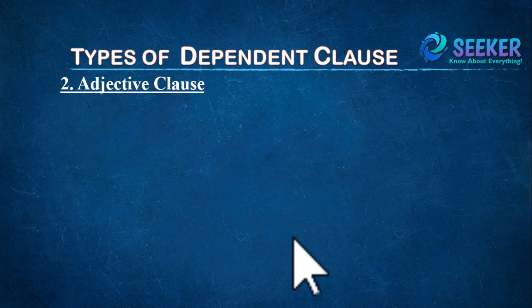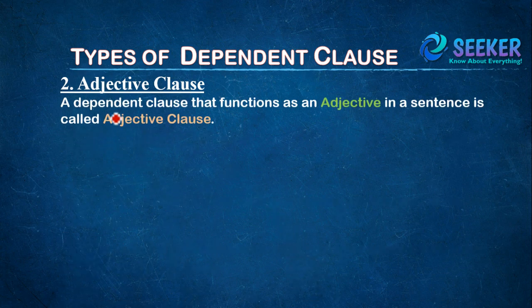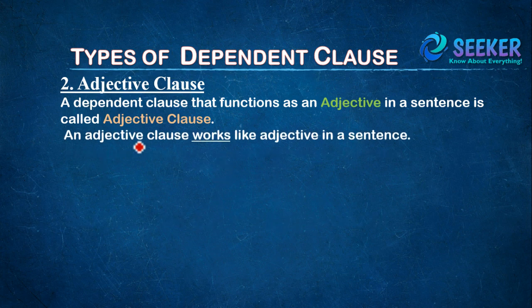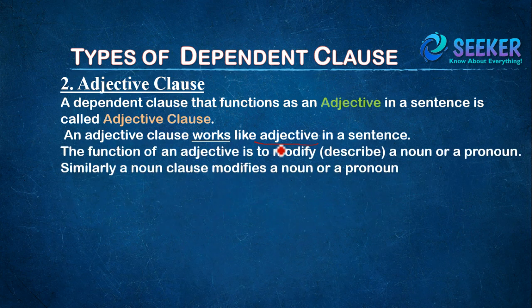Now let's explain adjective clause. A dependent clause that functions as an adjective in a sentence is called adjective clause. An adjective clause works like an adjective in a sentence. The function of an adjective is to modify or describe a noun or a pronoun. Similarly, an adjective clause modifies a noun or a pronoun.